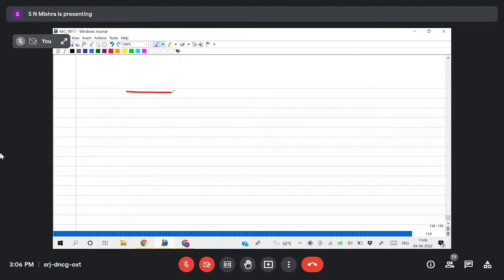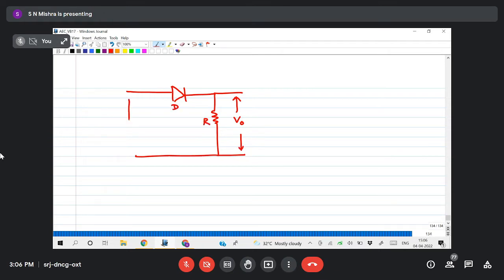Suppose I take a circuit like this. A diode is connected here, then a resistor. Here I want to find out the output voltage across the resistor. The input signal is like this, let us say. Let me take 5 volt here and minus 5 volt here.